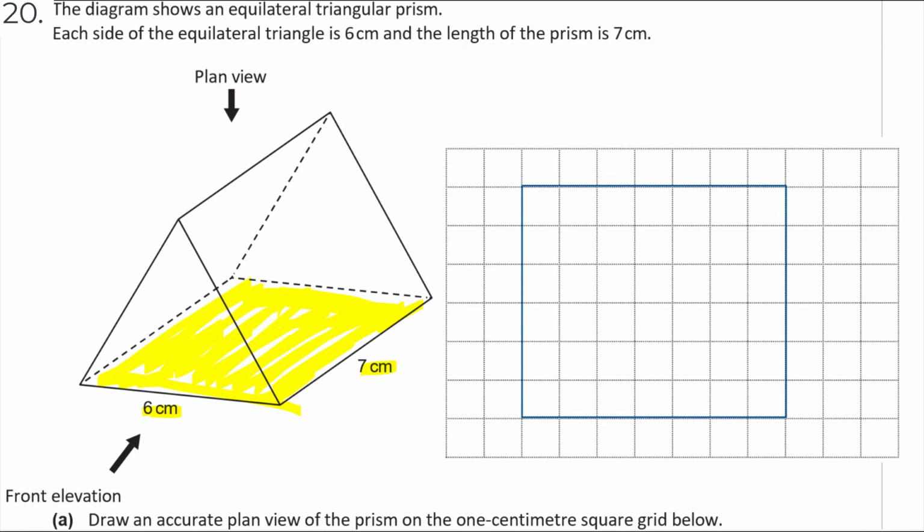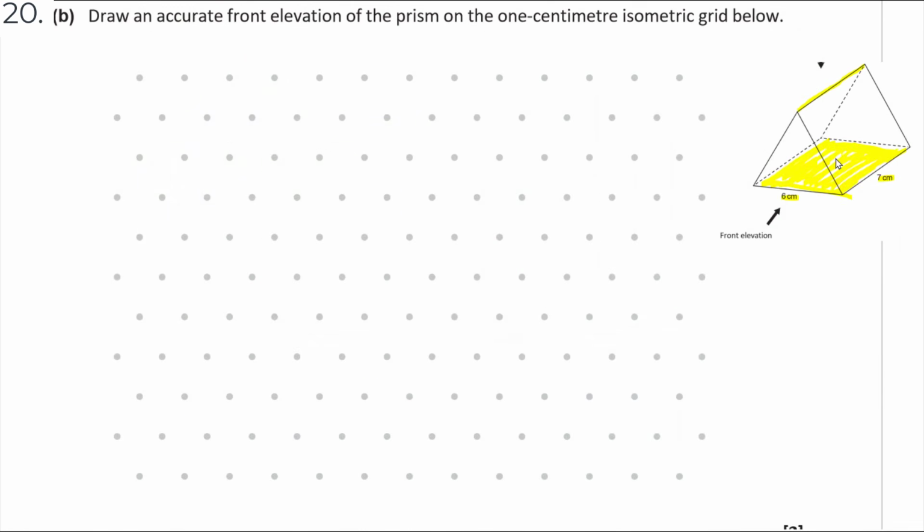So that's my 6 by 7 rectangle, but remember you're going to see this line along the top when you're looking down from above, aren't you? So I'm going to show that as a line on my shape that I've drawn here as well. So my final plan is going to look like this. This is my 6 by 7 rectangle with a straight line going across the middle. Part B wants me to draw an accurate front elevation of the prism on the 1 centimeter isometric grid below.